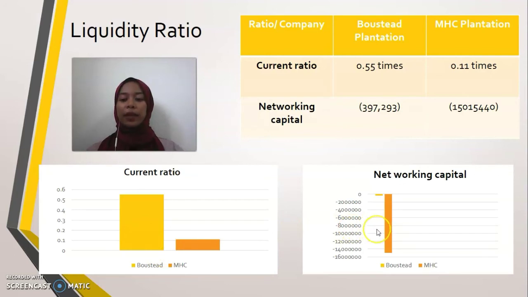For net working capital, both companies are negative, which means that both companies do not have enough current assets to cover their current liabilities. But BPB is better because its negative working capital is lower than MHC's, as you can see here.